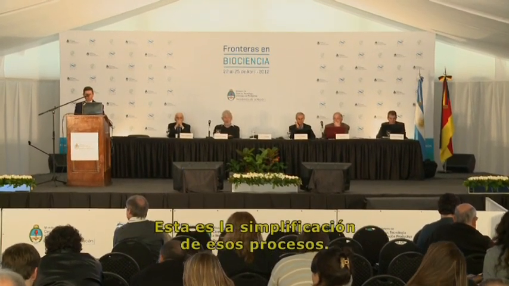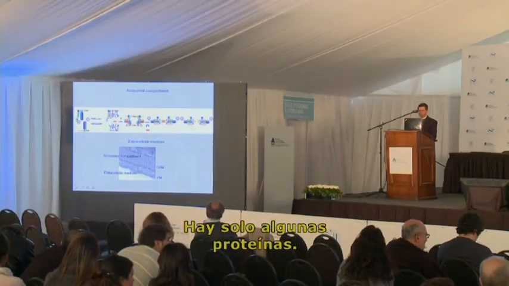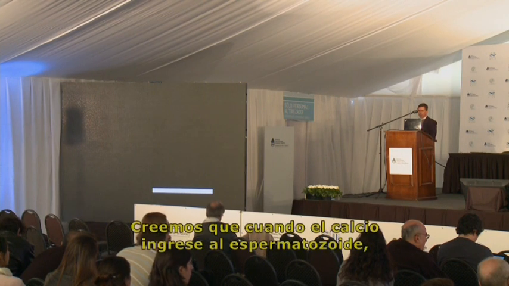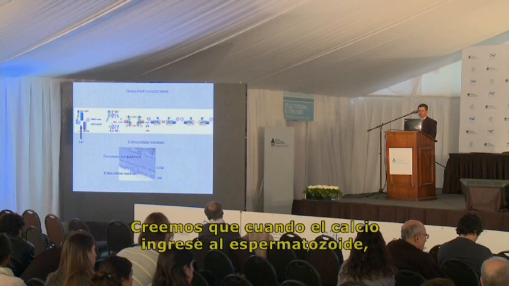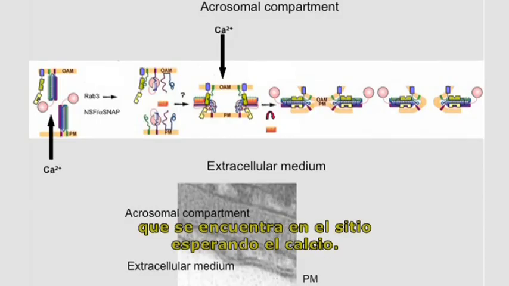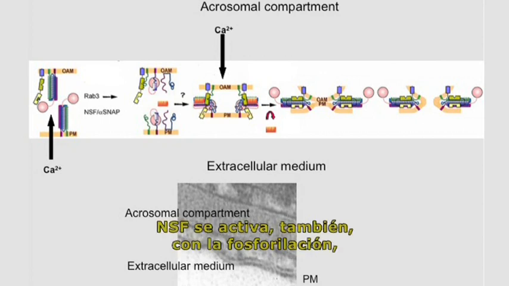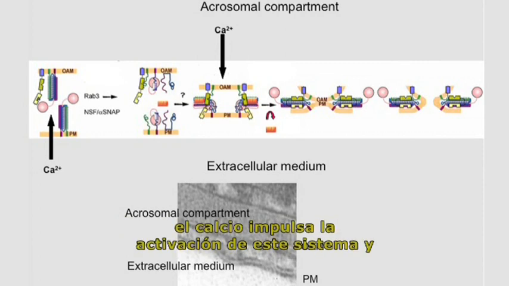A simplification of this process is here, showing just a few proteins. What we think happens is that when calcium gets in the sperm, it's able to activate all the machinery that in the sperm is waiting for this calcium. Synaptotagmin is phosphorylated. NSF is inactivated by phosphorylation too. SNAREs are pre-assembled in cis complexes, inactive. Calcium will trigger the activation of all the system.